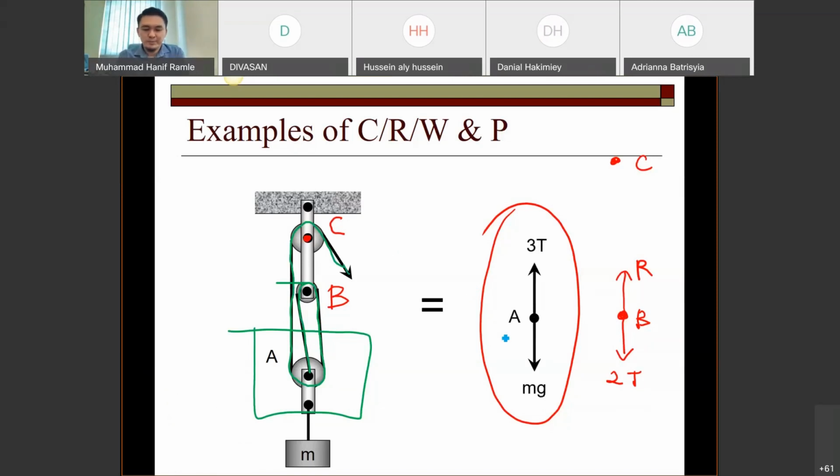No. Okay, never mind. 2T upward, 1T downward with the force of gravity. No. Okay, MG downward. Never mind, never mind. You can try. Later I will explain. Is there any idea?